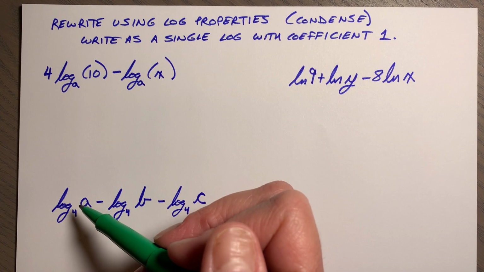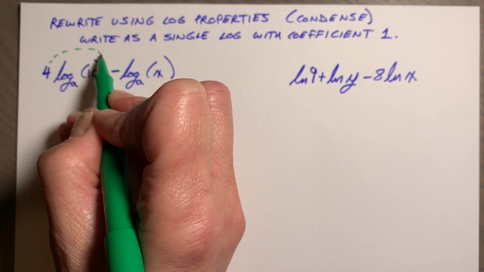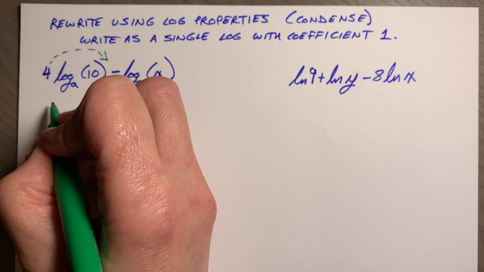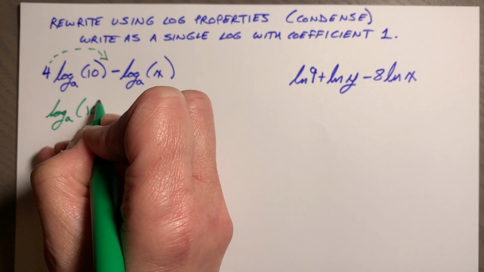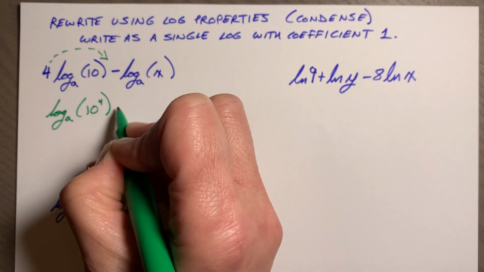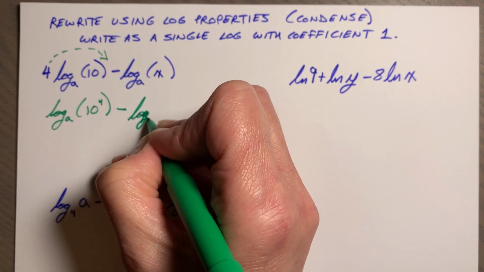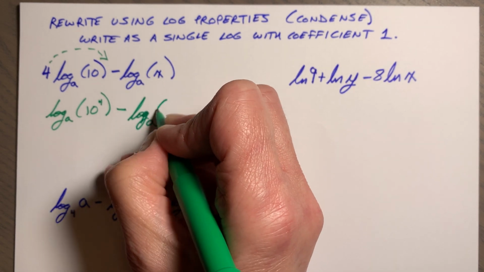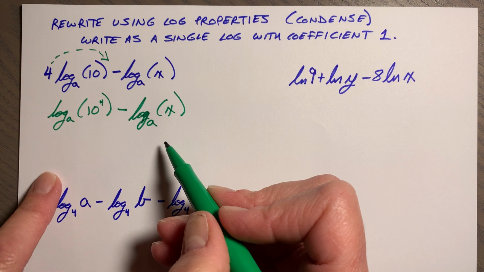So we're going to kind of use our properties backwards. If I see a coefficient, I'm going to bring it up and let it be an exponent. So this is log base a of 10 to the 4th minus log base a x. So that helps get a coefficient of 1.